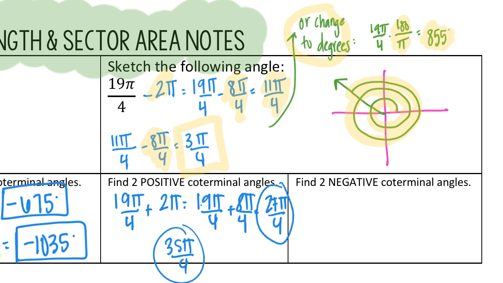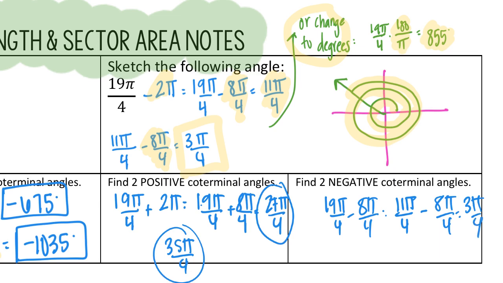To find two negative coterminal angles, take 19 pi over 4, subtract 2 pi. Now you'll notice that we don't get a negative angle right away. If you take 19, subtract 8, you get 11 pi over 4, another positive coterminal angle. So subtract 8 pi over 4 again. You get 3 pi over 4. Still not negative, so keep subtracting. 3 pi over 4 minus 8 pi over 4. Get negative 5 pi over 4, a negative coterminal angle. Subtract 8 again, and you get negative 13 pi over 4.